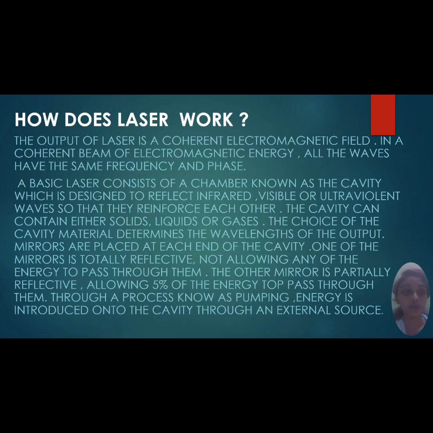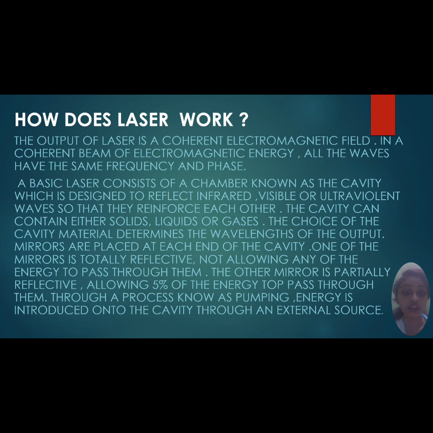How does a laser work? The output of a laser is a coherent electromagnetic field. In a coherent beam of electromagnetic energy, all the waves have the same frequency and phase. A basic laser consists of a chamber known as the cavity, which is designed to reflect infrared, visible, or ultraviolet waves so that they reinforce each other. The cavity can contain either solids, liquids, or gases. The choice of the cavity material determines the wavelength of the output.